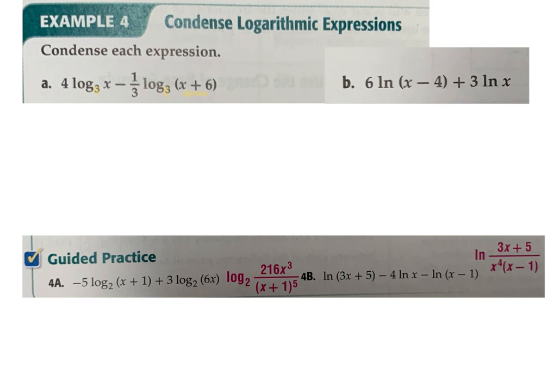The first thing I want to do is look for those exponents. While my exponents were the last thing as I was expanding, they're going to be the first thing as I condense. So I'm going to take these exponents first and put them up in the top. So I am going to say log base 3 of x to the 4th minus log base 3 of x plus 6 to the 1/3. All right?